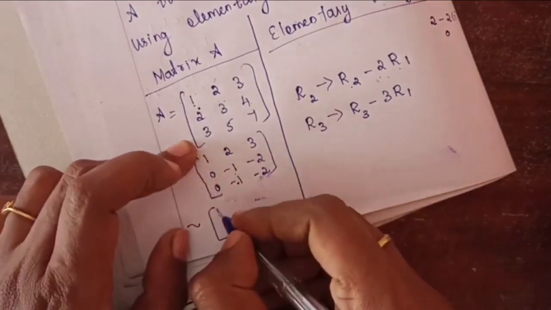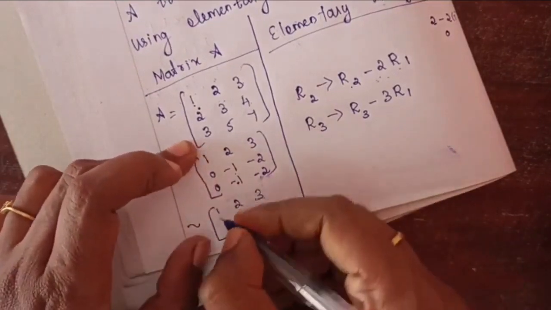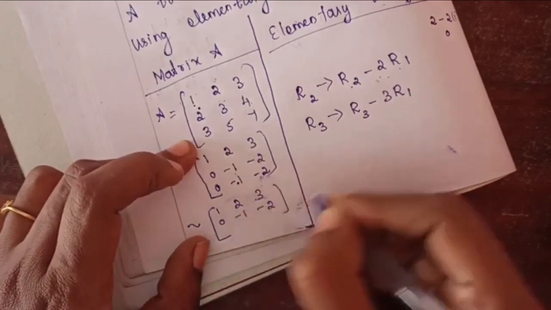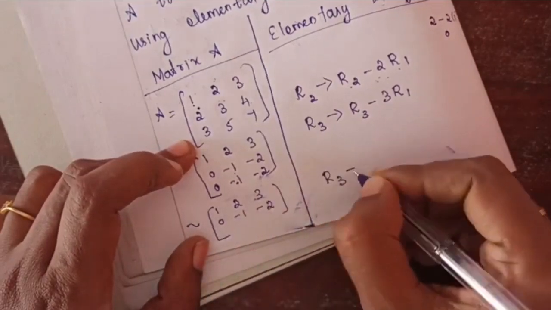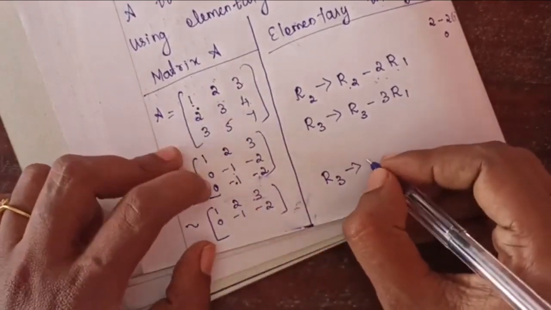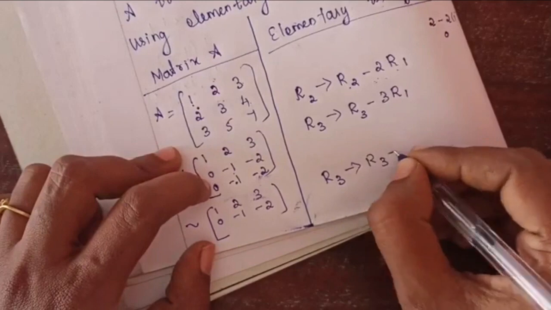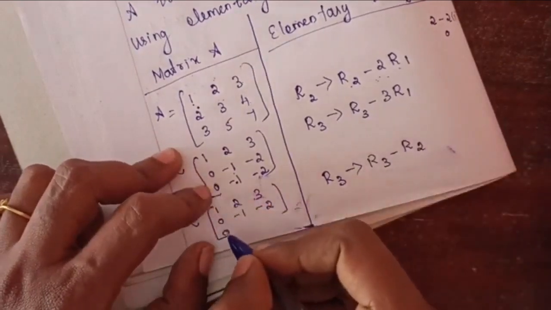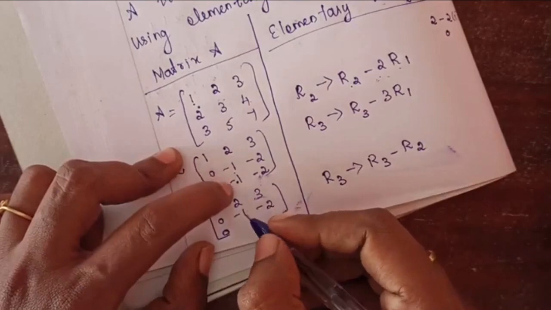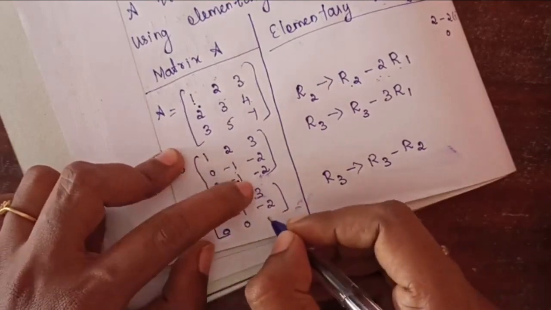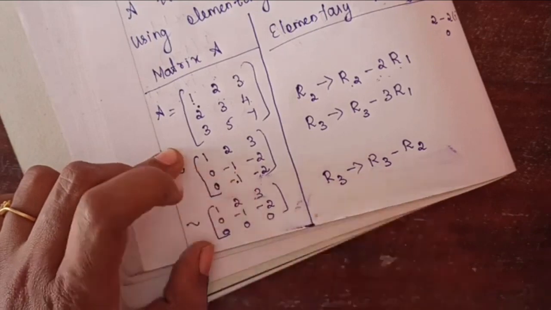Okay, so 1, 2, 3, R2 row you won't do anything. 0, minus 1, minus 2. Third row, what am I going to do to make all the entries 0? R3 implies R3 minus R2. Understand? So 0 minus 0, 0. Next, minus 1 minus of minus 1, 0. 2 minus 2, minus of minus 2 means this also 0.